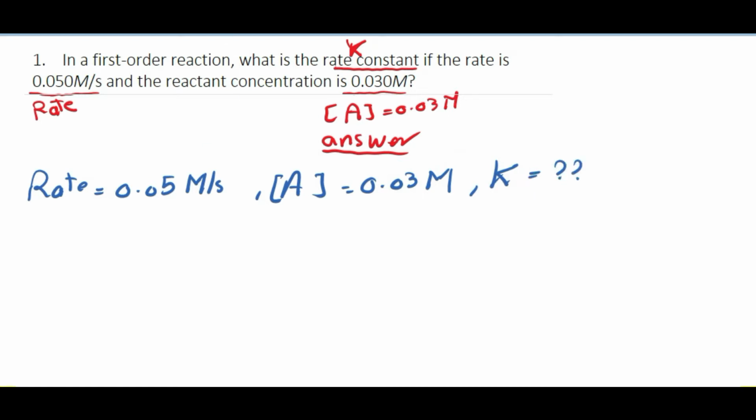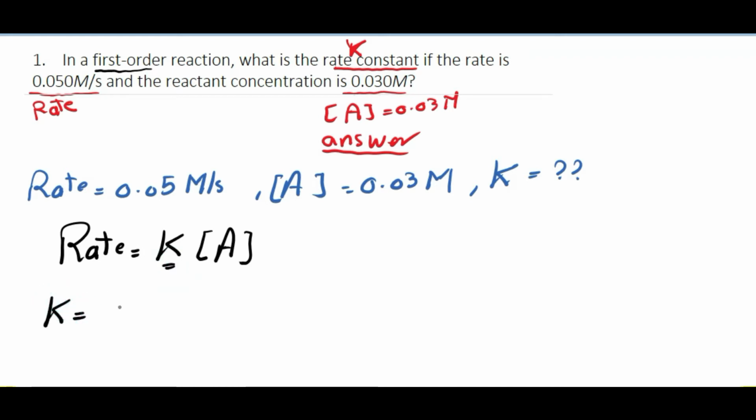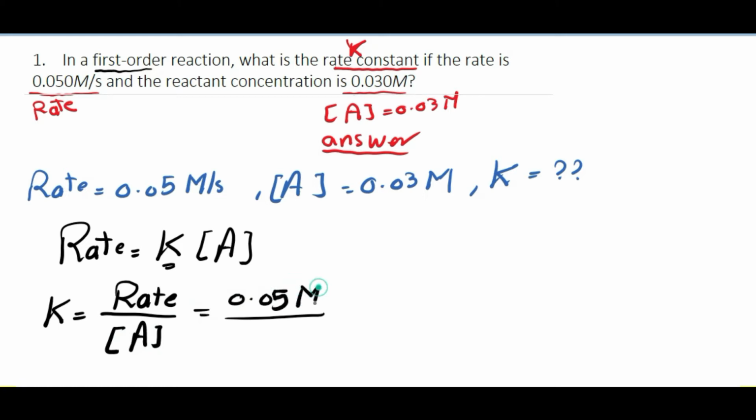So what is the equation that you would use? The equation here will be rate equals rate constant multiplied by the concentration. Okay, so this is for the first order reaction. You want to calculate K, so K equals rate divided by the concentration A. Rate here equals 0.05 molarity per second. And here the concentration equals 0.03 molarity.